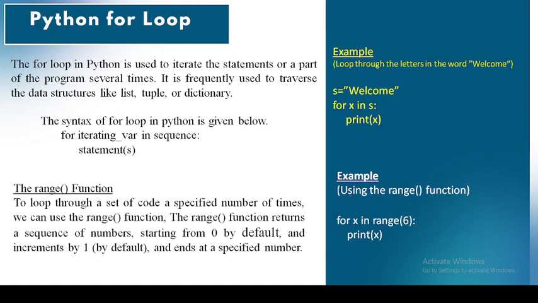This list, tuple, dictionary, these are all containers. If you want to traverse this type of containers, then we can use the for loop. The for loop is the easiest way to traverse a list, tuple, or the dictionary.